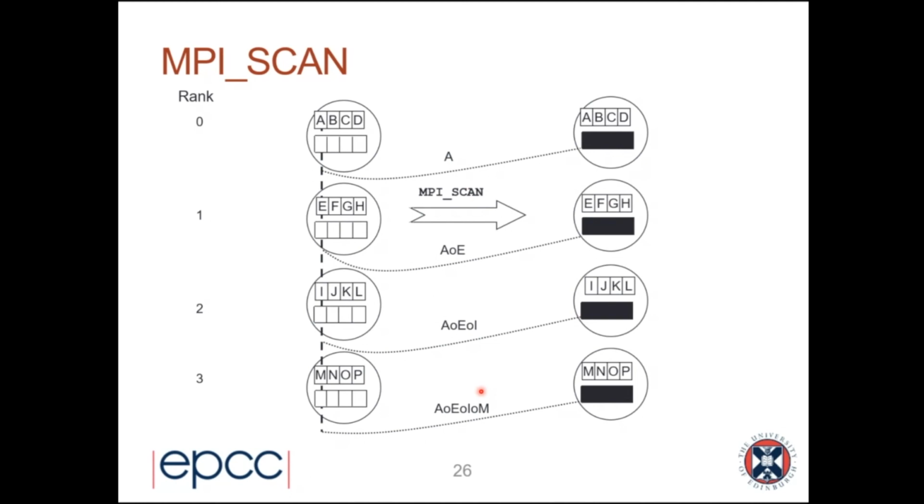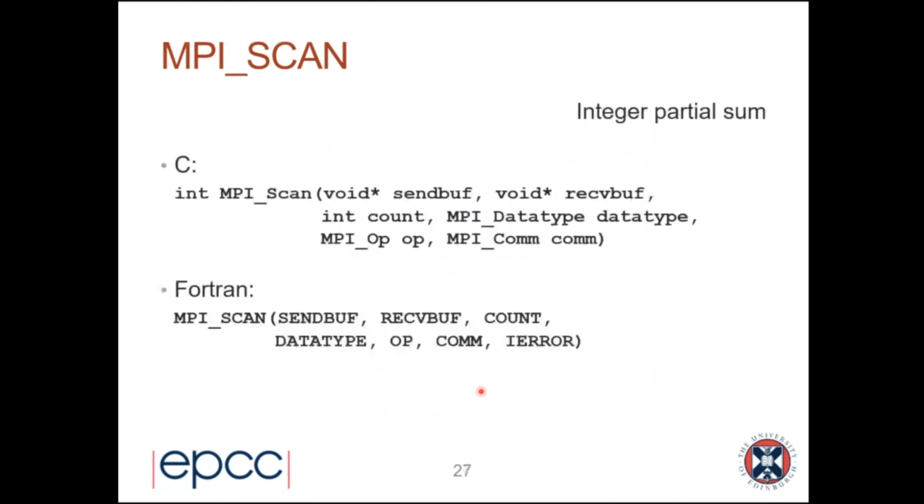There are some algorithms where this is useful. It's like a partial reduction, but it stops. It doesn't do it over everybody. It's a partial sum. It's exactly the same prototype as MPI all reduce, but the reduction stops. It doesn't go all the way, so each process gets a different answer.